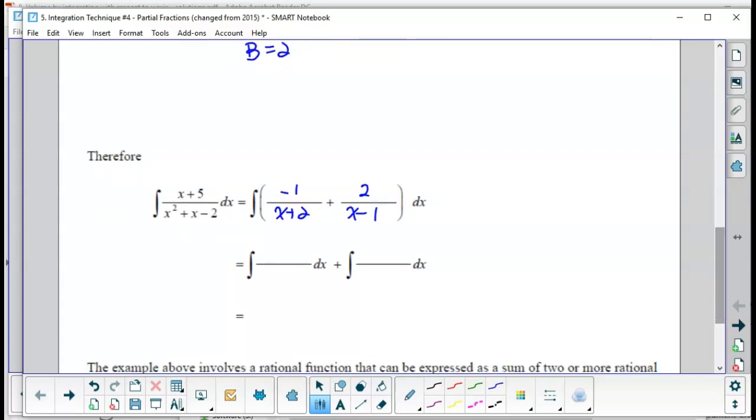Okay, so you can split this up, right, and then just integrate each one. So here, the negative, and it's going to be −ln|x + 2| + 2ln|x − 1| + C. Okay?